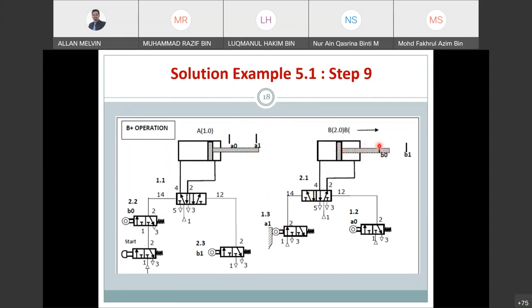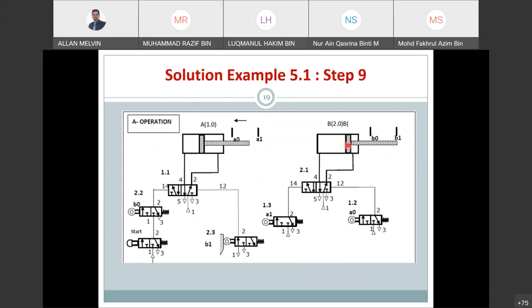You can see it has been released, so B0 has a wall picture. Okay, so it has already extended, and it started the B plus operation. Cylinder B extends. Then A minus. B1 is active, B1 has a wall picture, and it will send a signal. So cylinder A will retract. You retract fully.